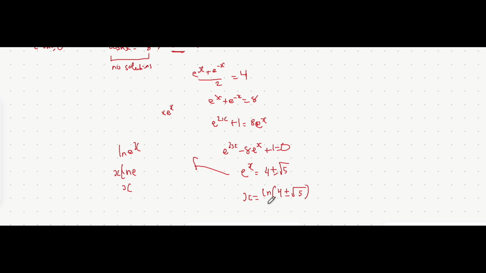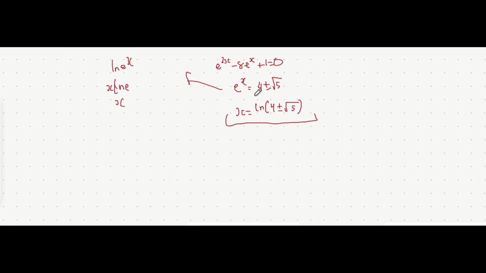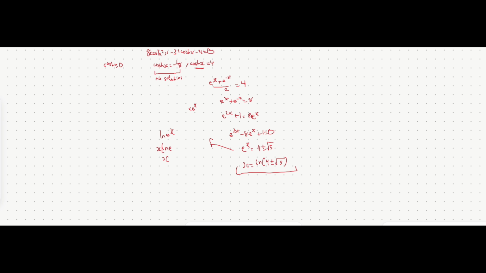Now the inside of a ln function can never be negative, but 4 plus root 15 and 4 minus root 15 is not negative, so both of these are valid solutions. The question earlier asked for the exact x coordinates, and that's what we found. So we can pretty much stop there, and that's the answer to the whole question.